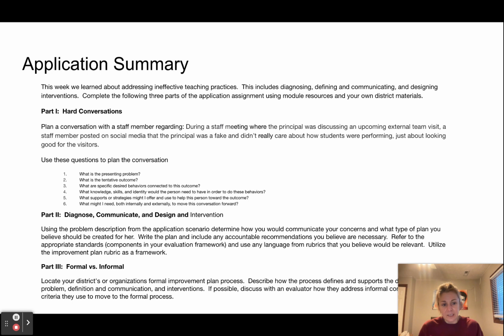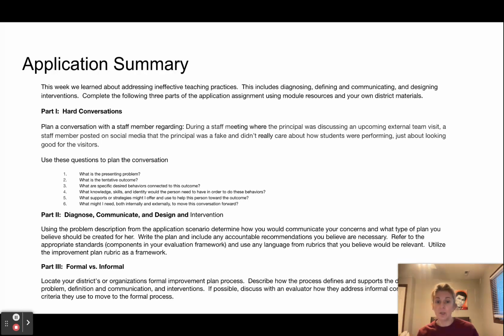So it doesn't necessarily need a full-blown improvement plan, but there needs to be a conversation with the individual who posted something on social media that was disrespecting the principal or you. So you're going to use the question framework from the Hard Conversations text to plan a conversation with that teacher or individual. Part two is going to be to actually apply what you learn to diagnose, communicate, and design an intervention. There is a problem description or application scenario of a teacher and the practices.